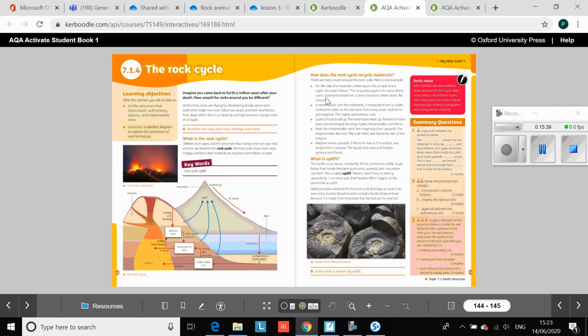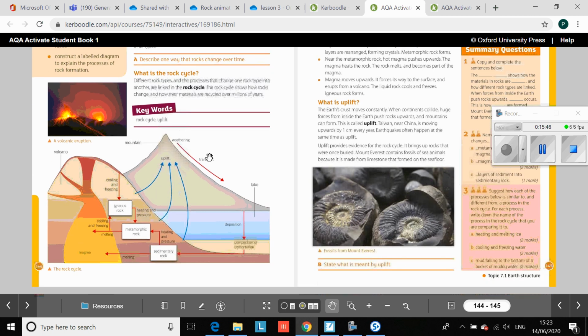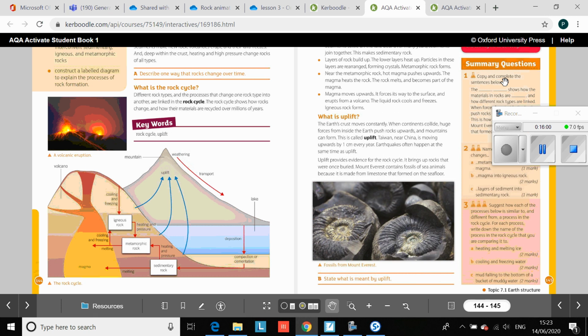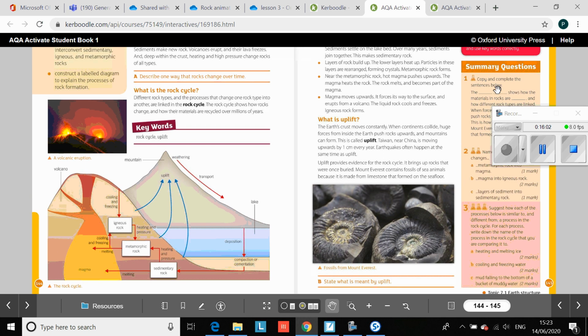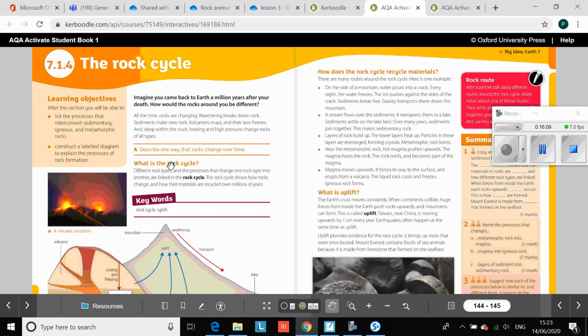First and foremost, I want you to copy this diagram into your book. Now it looks complicated, but actually it's nothing that you haven't just gone through. So you need to copy that into your book. You've got all the explanation of how it happens, and then what I would like you to do is have a go at the summary questions here at the side of the page. To answer those, you'll probably need a quick read through of these as well, but you do have all the information you need.